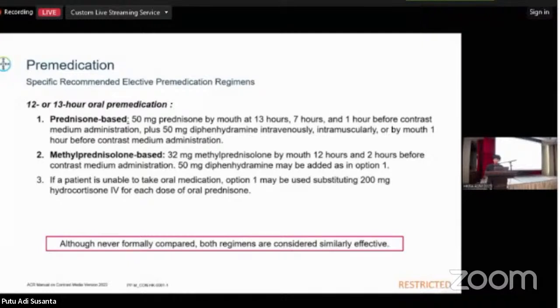And if the patient cannot take any oral medication, then for the first option, it may be replaced with 200 milligrams of hydrocortisone IV for each dose of oral prednisone. And although there are no studies formally comparing these two regimens, they are considered equally effective in the guideline.